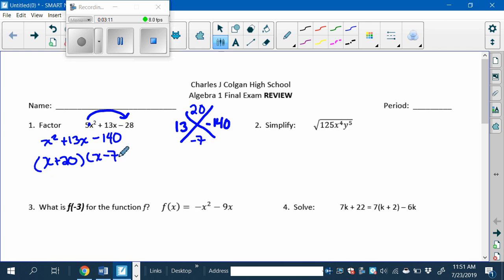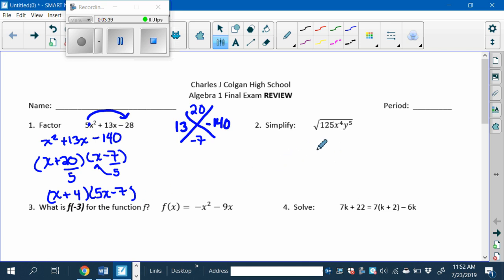But I'm not done. I have to bring back this 5. So I divide everything by 5. And as you can see, 20 divided by 5 divides evenly. So this now turns into x plus 4, right? And then this, because this does not divide evenly, I bring up the 5 to the front, and that becomes 5x minus 7. Okay? All right.